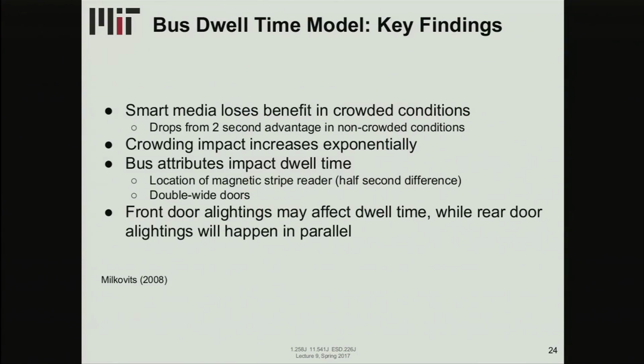Okay, so the key takeaways are that the smart media loses the benefit in crowded conditions. We saw that. The crowding impact increases exponentially. These people tried linear standees, and standee squared was a much better predictor. So bus attributes impact dwell time. The dummies for the bus design were significant, and they had an impact. Some of that had to do with the location of the ticket reader, and some of that had to do with wide doors that allowed people to enter more comfortably and faster.